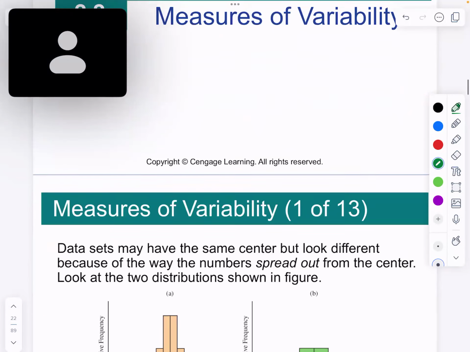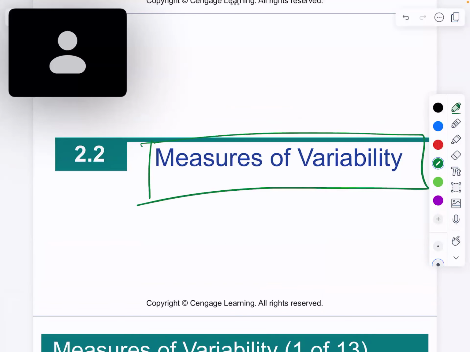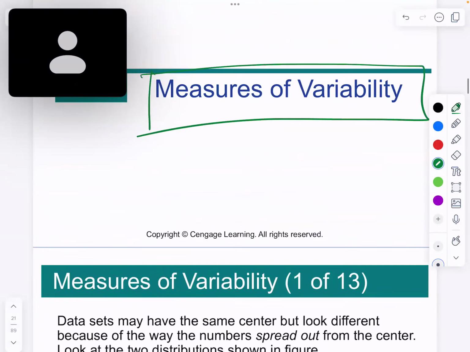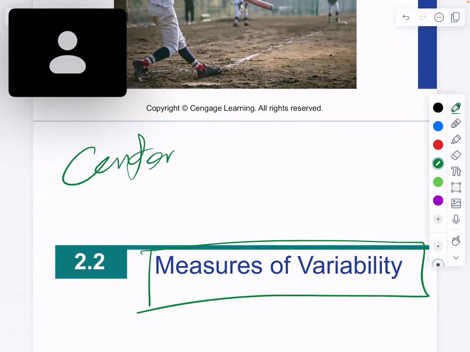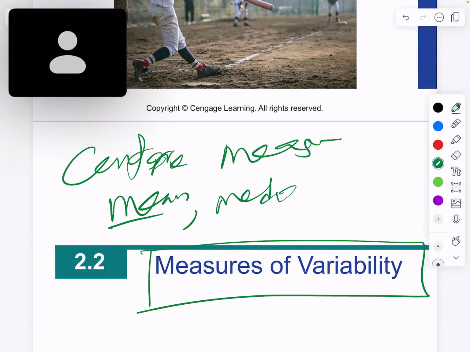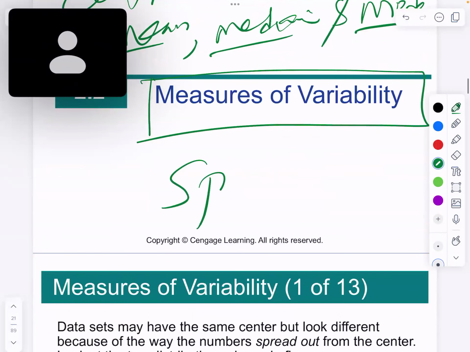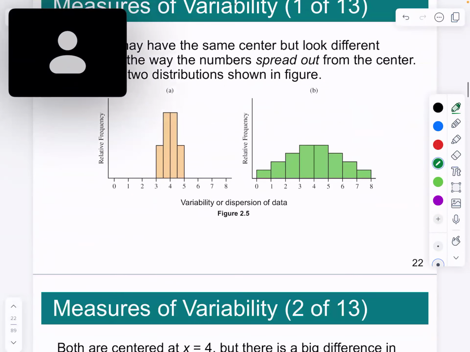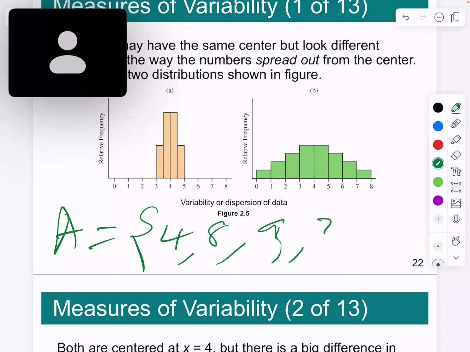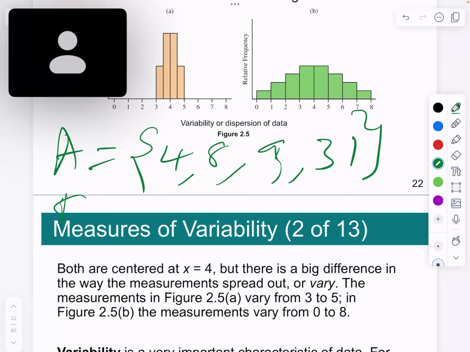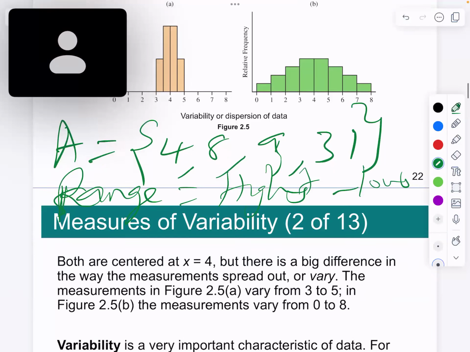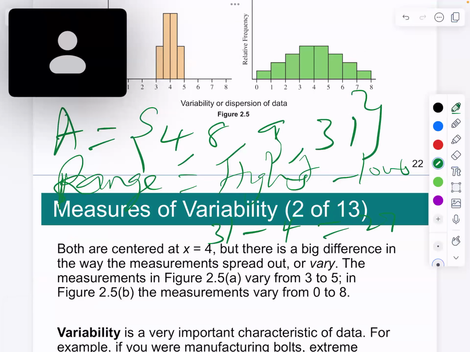Okay, so let's talk about measures of variability. We've talked about measures of center, which are mean, median, and mode. Now, variability is about spread. It's a measurement of spread. For instance, if you have data given as 4, 8, 9, 31, one of the measures of spread is called range, which is highest minus lowest. So the range here is 31 minus 4, which is 27.